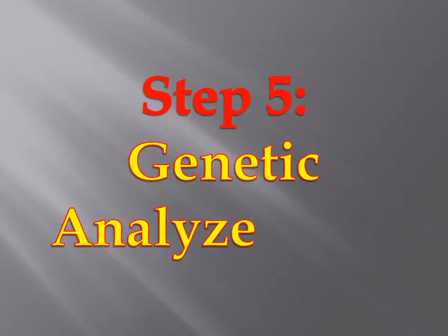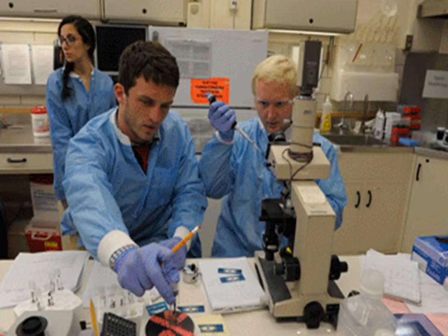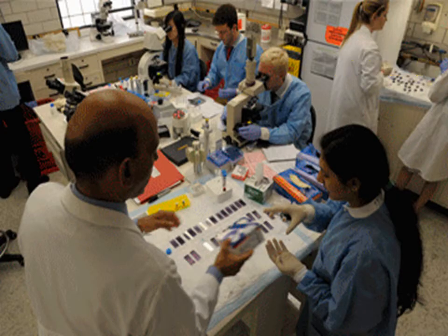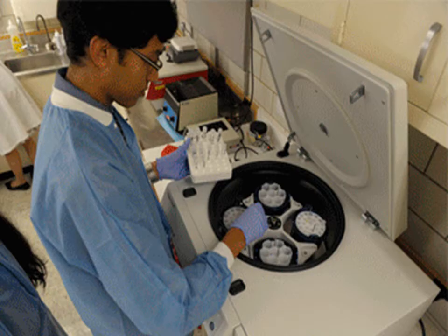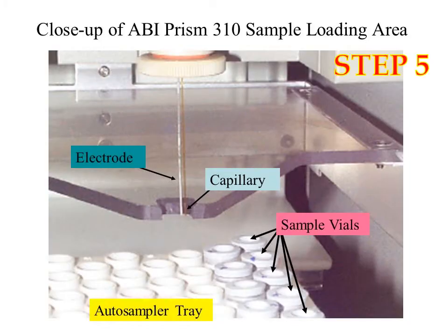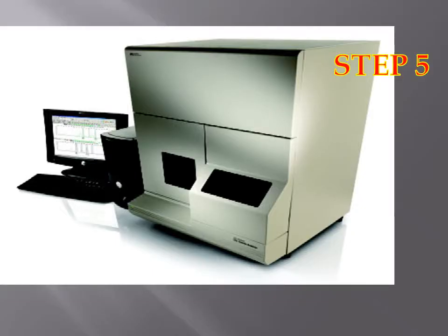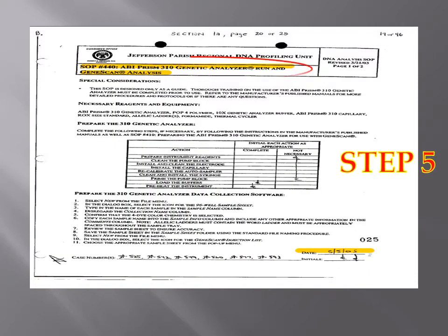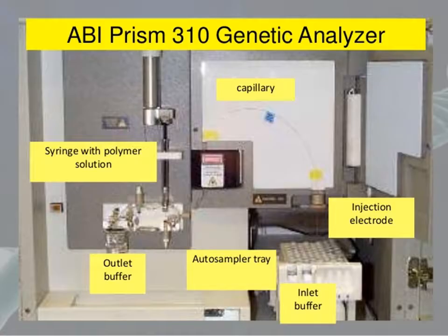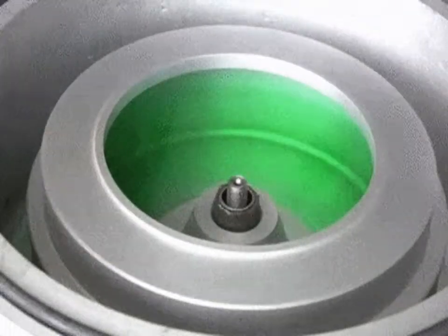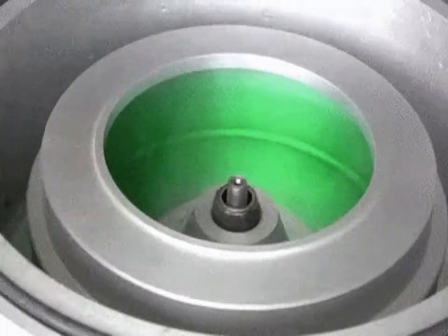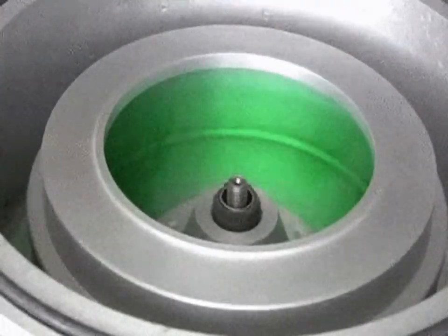Step 5 is the genetic analyzer run. After the DNA is successfully cloned or amplified, the cloned copies are placed on a capillary plate and then put inside a machine called a genetic analyzer until testing is complete. This step is recorded by date and time on Form SOP 440. For testing, the Jefferson Parish DNA Crime Lab used an ABI Prism 310 capillary plate and an ABI Prism 310 genetic analyzer and many other testing materials.